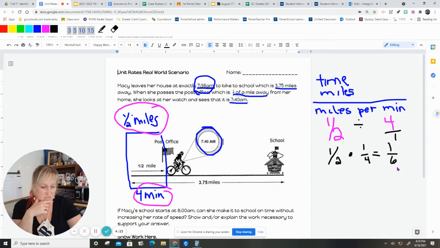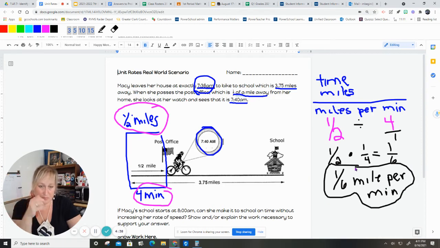So 1/6 mile per minute is how fast she's going. That's the first thing that I've figured out. All right. I wish I could erase part of this.